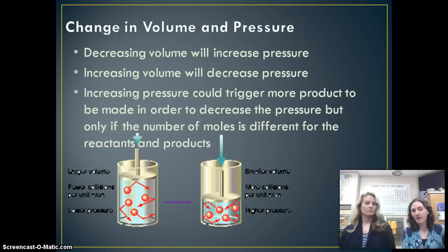Now, the one thing that is kind of confusing, this only works if the number of moles for your reactants and your products is different. It says that in the book. If they're the same, if you have the same number of moles on your reactant and your product side, increasing, decreasing the volume, or changing the pressure isn't going to change anything, just because you have the same quantity in there already. So, if you increase pressure, you're going to increase the products. If you decrease pressure, you're probably going to decrease your product.